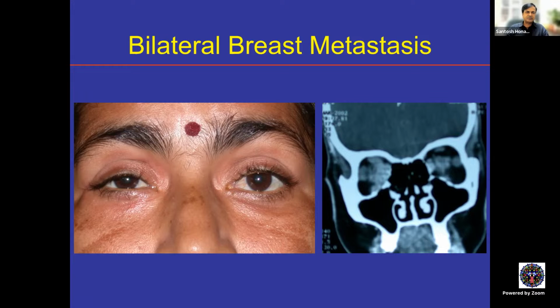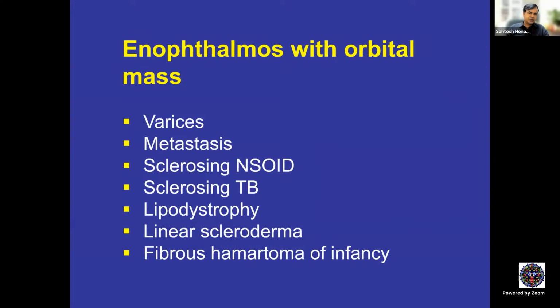Even otherwise, what are the other tumors or lesions with desmoplastic activity? Haven't you heard of sclerosing variant of NSOID? Right? Sclerosing variant of NSOID is for sure a cause for orbital mass with enophthalmos, sometimes in the end stage, in the last stage, where it is more of fibrosis than inflammation.